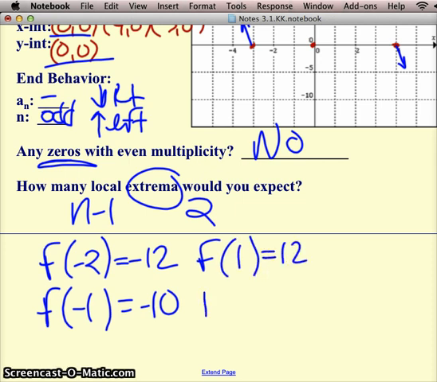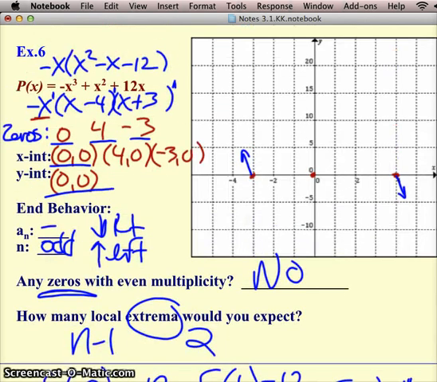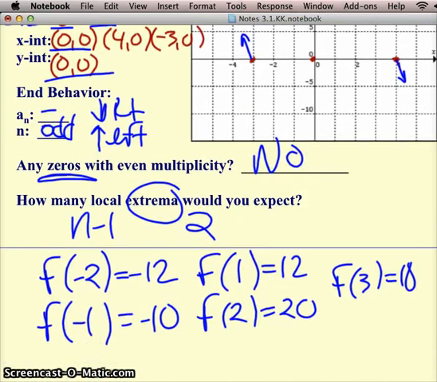F of 1 is 12. F of 2 is 20. And the F of 3 is 18. Now, we get all those just by going back to my original function up here and just plugging in. Or I guess the P of, right? It was the P for our original function, but that's not that big a deal.